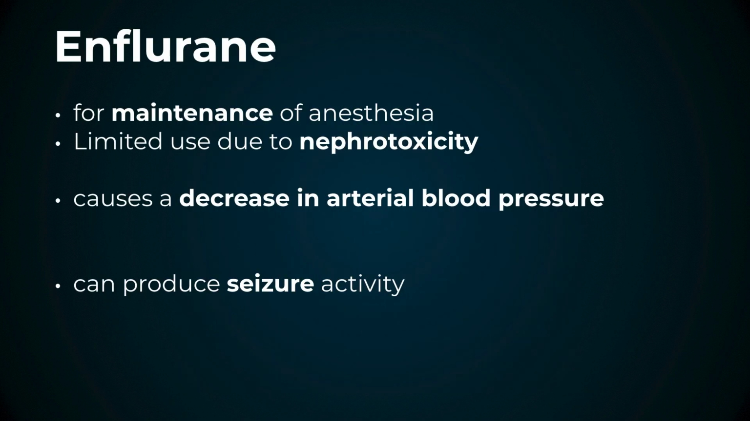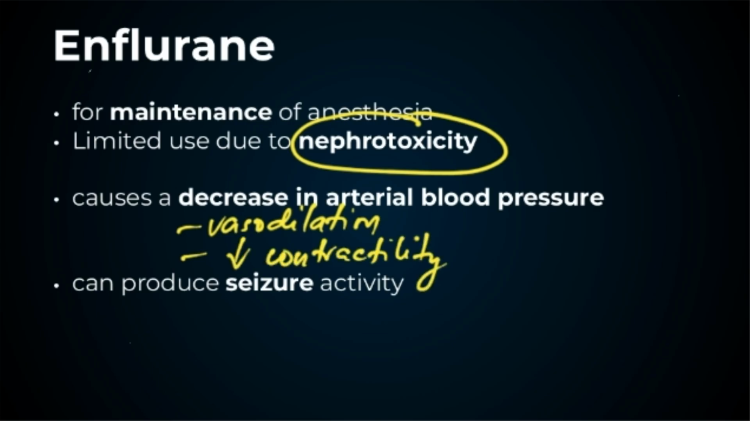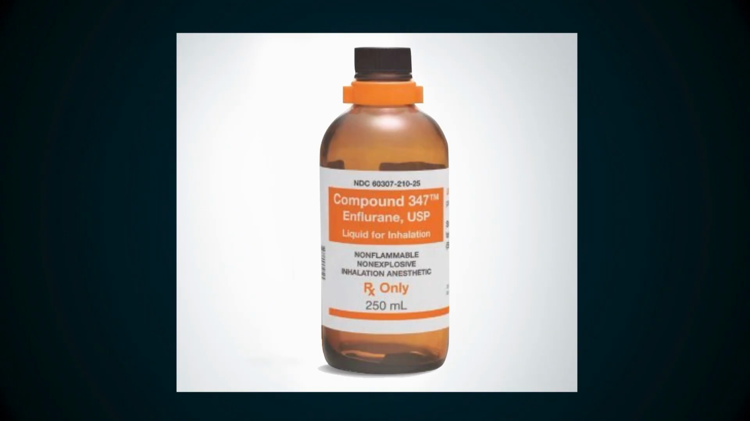And lastly, enflurane is used for the maintenance of anesthesia. But its use is also limited because of nephrotoxicity. It causes a decrease in BP, which is the result of vasodilation and depression of myocardial contractility. And it can produce seizures and should not be used in patients with seizure disorders. This is enflurane.